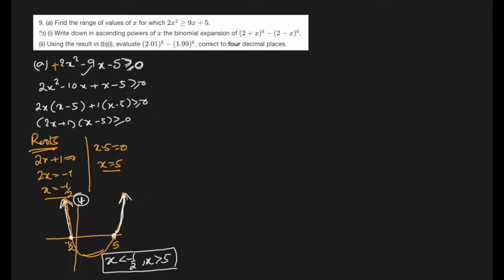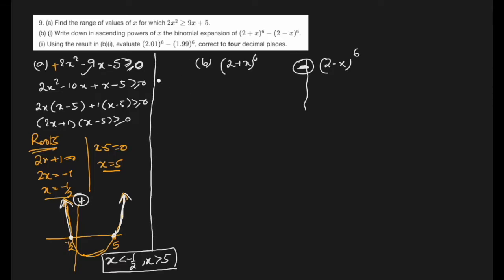Okay. B part. Write down in ascending powers of x the binomial expansion of 2 plus x to the power 6 minus 2 minus x to the power 6. Okay. So 2 plus x to the power 6. This negative in between we'll take care later. Let's do it separate here. 2 minus x to the power 6. Okay, and this negative in between is kept aside. I will just focus on expansion first. So they're saying write down in ascending power of x the binomial expansion of this. That means I have to expand it fully. So I need some space for this and I will start from here.